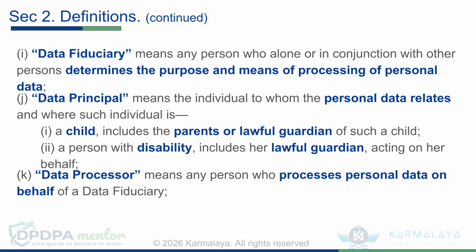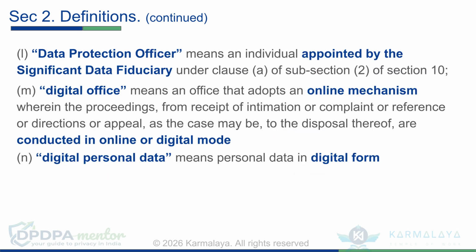Further, subsection I says a data fiduciary determines the purpose and means of processing personal data. According to subsection J, a data principal is the individual the personal data relates to. This includes a child's parents or lawful guardian and a person with disability's lawful guardian. A data processor processes personal data on behalf of a data fiduciary, as defined in subsection K. Per subsection L, a data protection officer is an individual appointed by a significant data fiduciary.